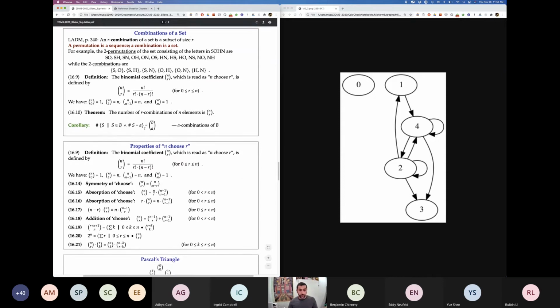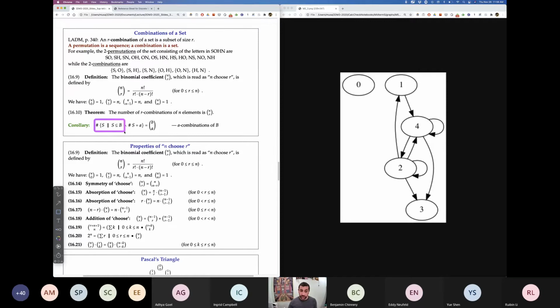A few slides ago, I showed you this one: the number of sets S that are subsets of B and of size A. This is known as combinations. For every element, I can choose whether S has it or doesn't have it, so I can always make a choice, and I have B many possible choices. So I'm going to make B choose A many combinations. We saw choose as well back in homework 4.